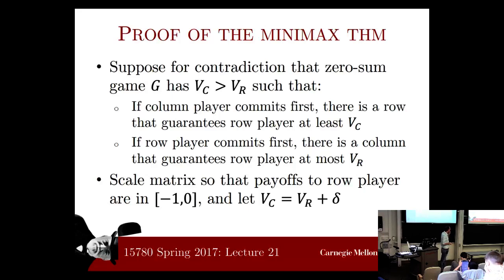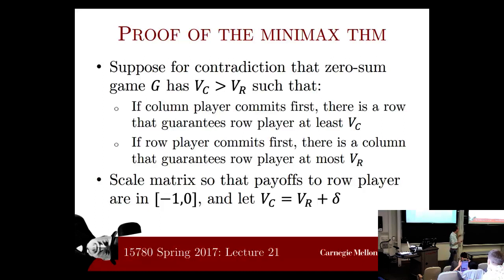So now we can scale the matrix so that the payoffs to the row player, we can think of them as costs in 0, 1 like before. The idea is, if we translate the payoffs, then the difference between these two things will be exactly the same as before. And if we scale the payoffs to be in -1, 0, it's just going to scale the difference. But if we had some difference before, we're still going to have some difference between VC and VR.